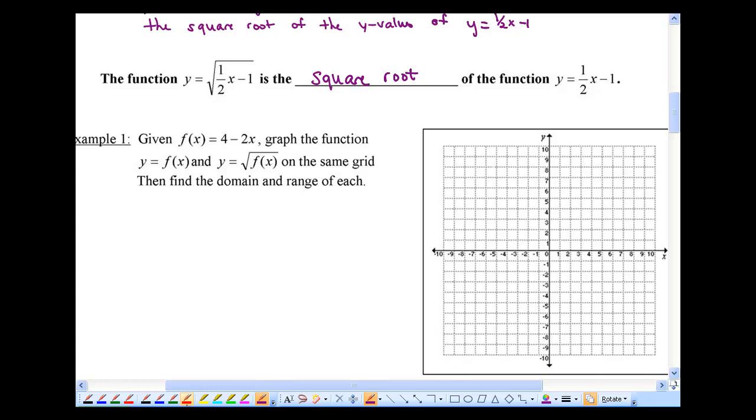f of x equals 4 minus 2x. I'm going to use what I learned in grade 10. Y-intercept is 4. Oops, let's use red this time. And then the slope is negative 2. Down 2, right 1, down 2, right 1, down 2, right 1.